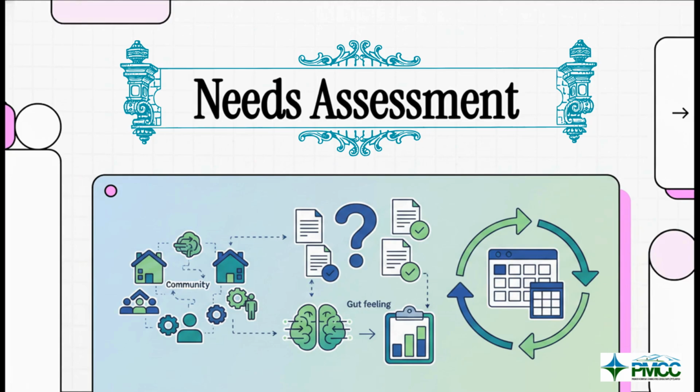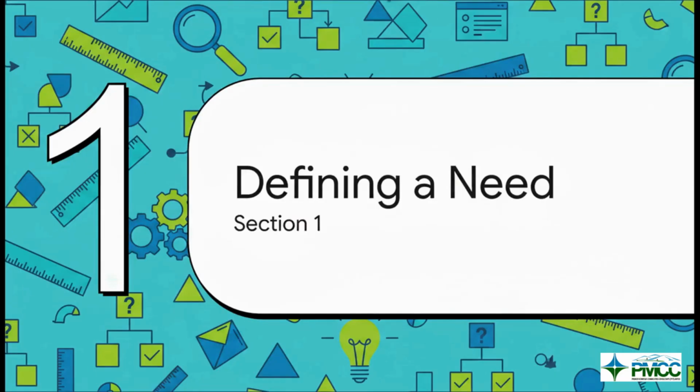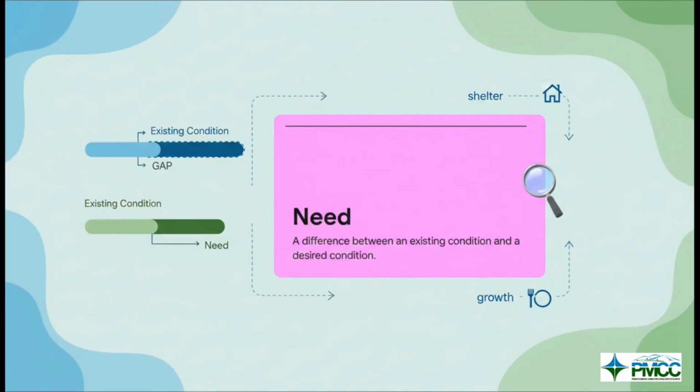Let's dive right in. So, here's our roadmap for today. We will be covering defining a need, looking at deductive versus inductive approaches, gathering the data, calculating the need index, and finally, applying the results. All right, Section 1, defining a need. Before we can measure anything for our projects, we need to know exactly what we're looking for, right?